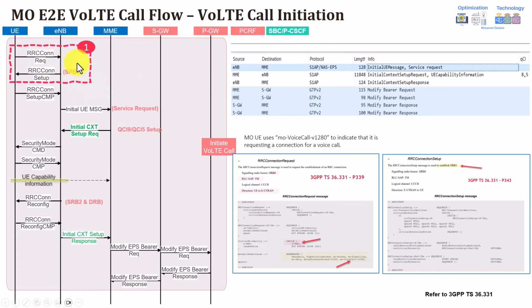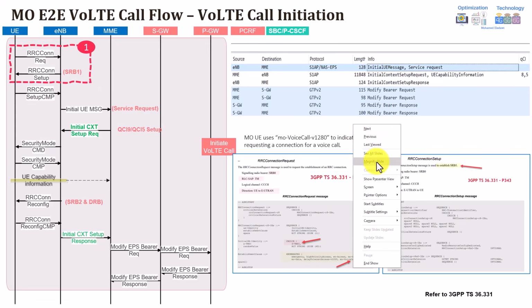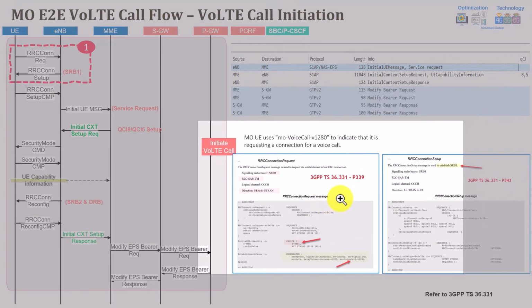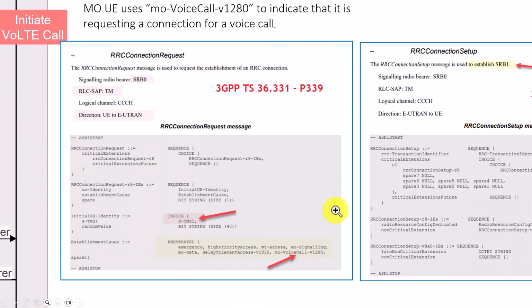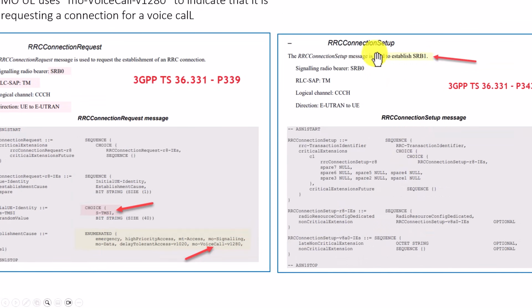For example, the RRC connection request. I just quoted from the 3GPP what kind of information you will have. If you zoom in here, this is both the RRC connection request and setup. The RRC connection request, as you can see, will have the S-TMSI. This is the most important, and also it will carry the cause, called mo-VoiceCall. And the RRC connection setup, the second one, will include information about the SRB1.